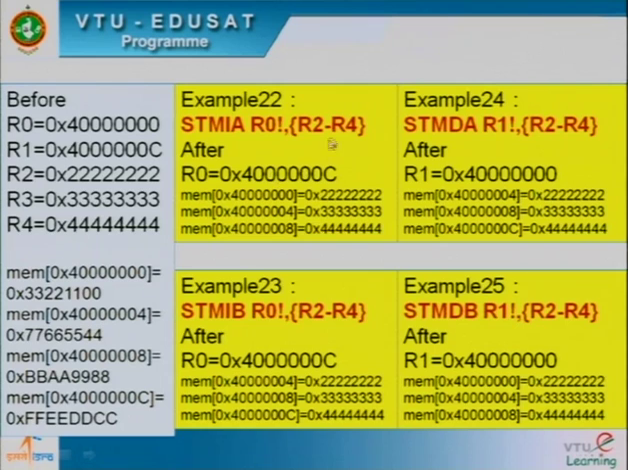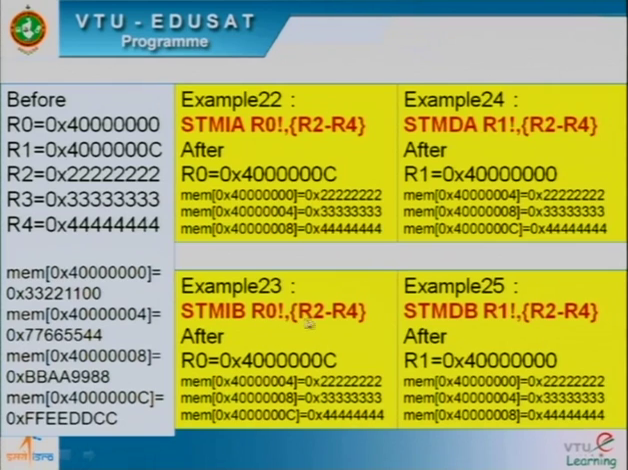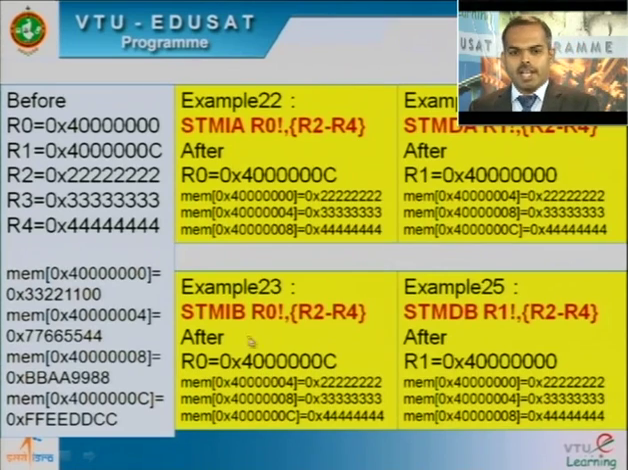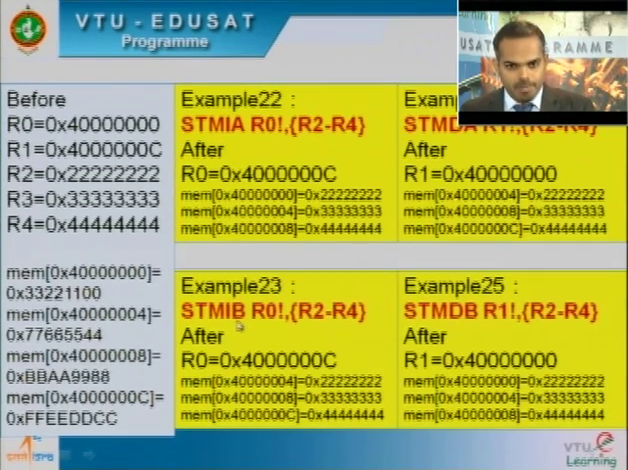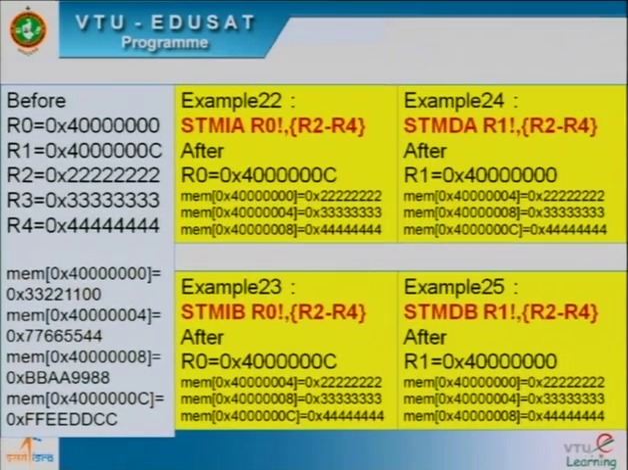If we understand this one example, the other similar examples will fall in line. So the next example, example 23, STMIB, this is increment before, R0!, {R2-R4}. After the execution of this instruction, R0 will be 0x4 followed by 6 zeros and C, because it stores 3 values to the memory. With increment before, the R0 value, 4 followed by 7 zeros, gets incremented first, and then the R2 value goes to that memory location. Then it increments one more time.